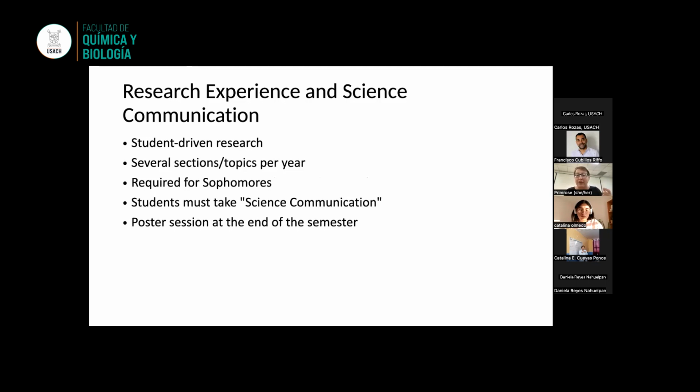There are several choices of topics. It's required for second-year students. So if you want a degree in biology from Wheaton College, you must take this course in your second year. And you also must take a course called Science Communication. In Science Communication, the students learn to write a scientific paper and present a scientific poster, just like working scientists.